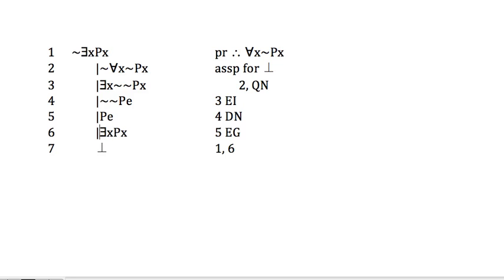And at this point, we have a completed proof. All we have to do on line 8 is draw the actual conclusion itself, for all x not px. So that's 2 through 7. Indirect proof.